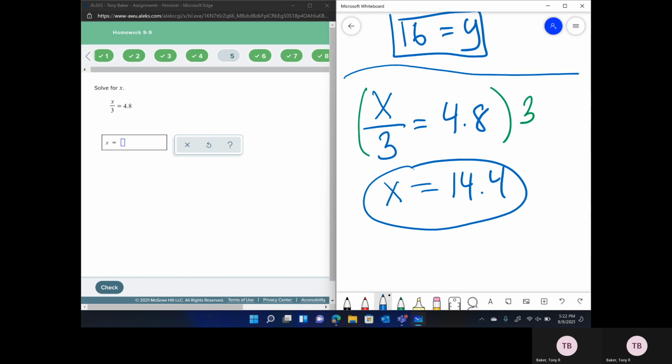Okay, so to get rid of division, we multiply. To get rid of multiplication, we divide. And if it's a fraction, you're technically doing both.